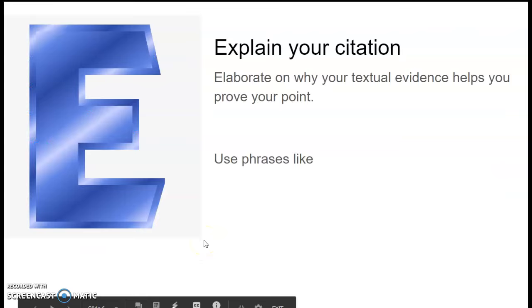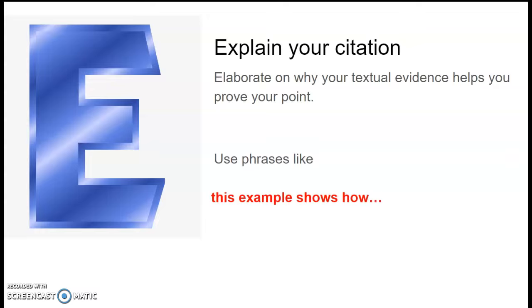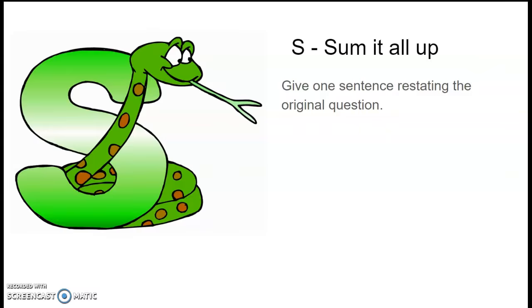For E, we have explain your thinking. Elaborate on why your textual evidence helps you prove your point. So you're going to use phrases like, this example shows how, or this quotation proves that. Those are a couple. Now the S, which is something we added at the end, is to sum it up. It's just one sentence that restates the original question. It's one of the shorter sentences, so hopefully we can get through that one without any issues.